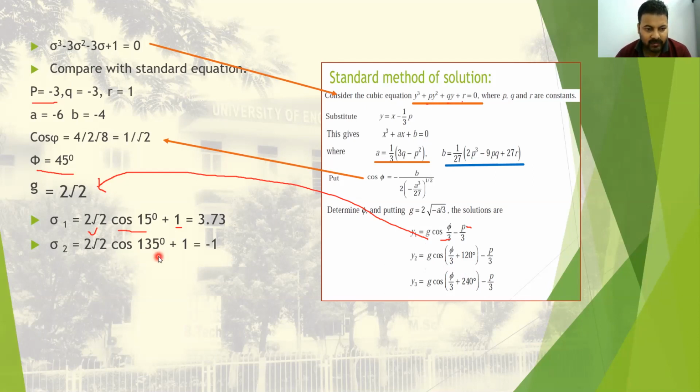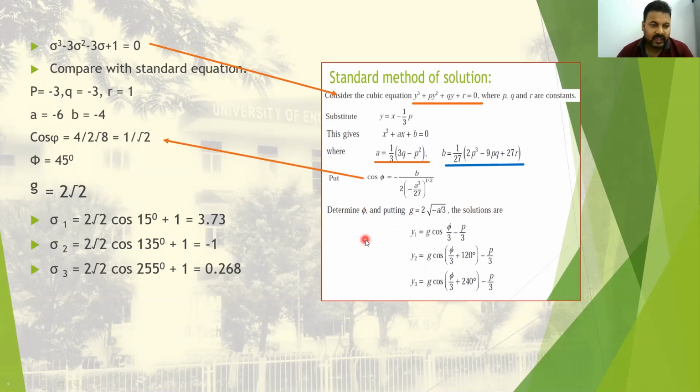Similarly, we can find out the value of sigma 3. Again, there is only a change here: 240 plus 5 by 3, and again 5 being the 45 degree, 45 by 3, it is 15. So 240 plus 15, 255 degree. So upon solving them, we can get a value like this.